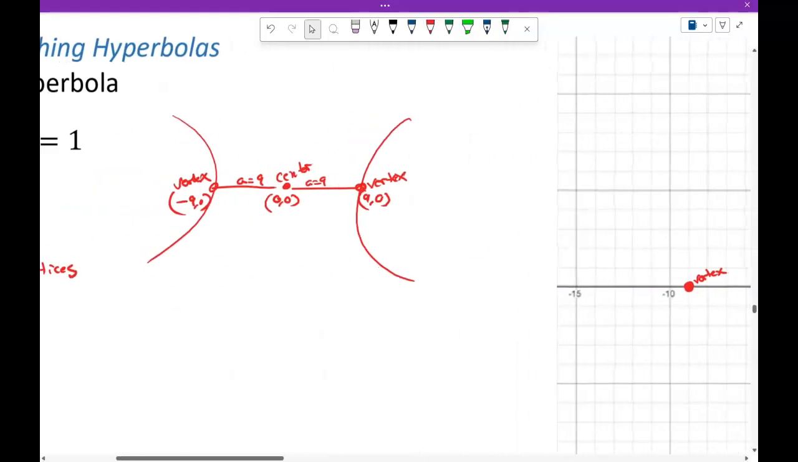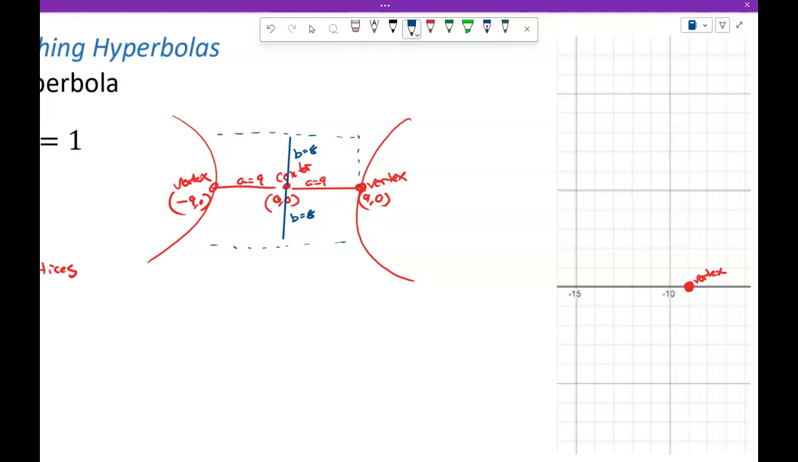Now, we're going to use our fundamental rectangle. That's where our b value comes in. Perpendicular to our a value, we'll have our distance of b, 8 units above and 8 units below. But the b value doesn't go to a particular point, but instead tells us how far up to go to build this imaginary fundamental rectangle that goes around and also passes through the vertices. What's important is to know where these corners are, because through these corners we'll draw our asymptotes. Those asymptotes will tell us how wide our hyperbola is going to be.